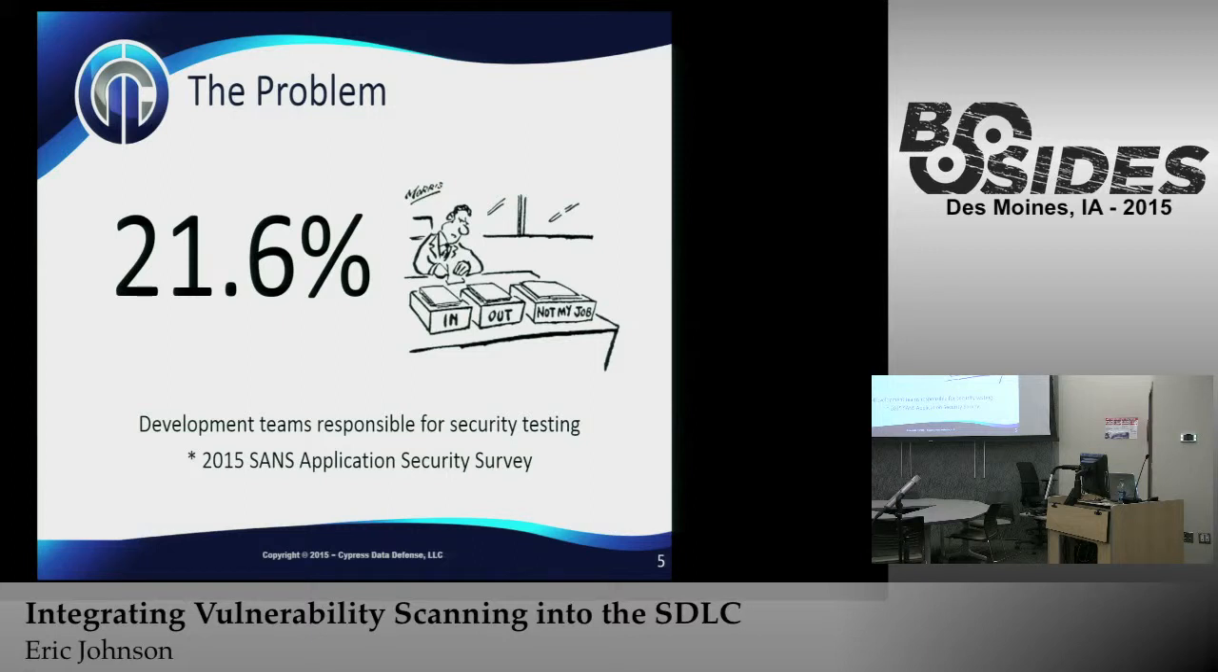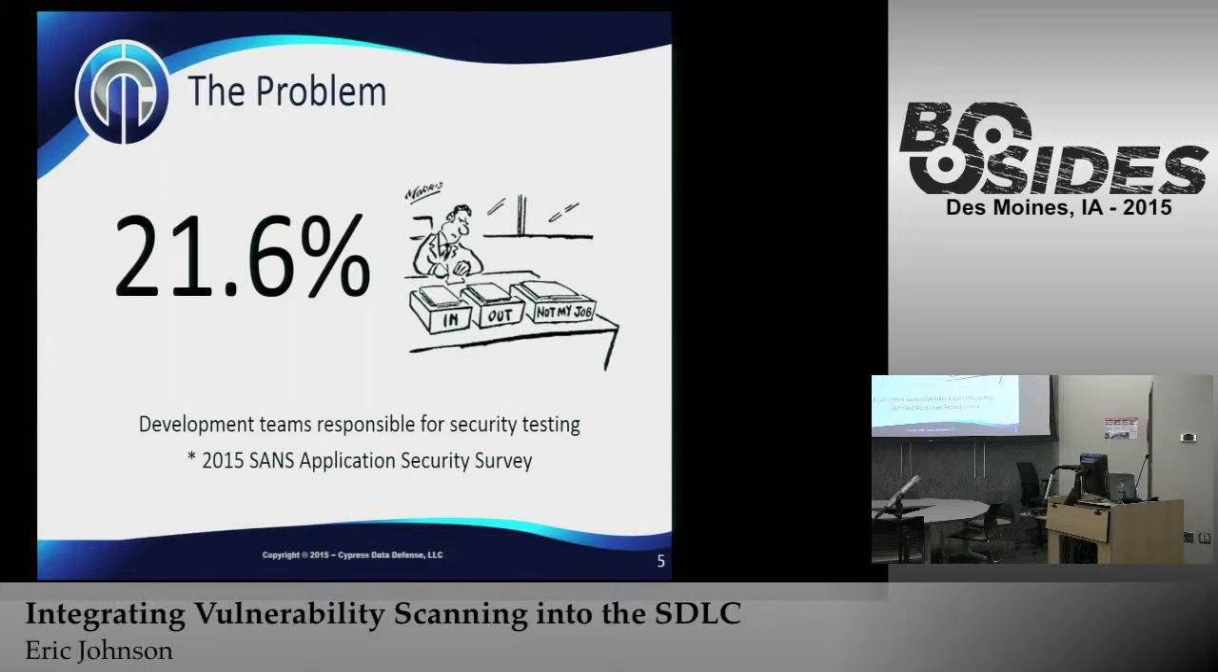So this is a percentage up here, 21.6%. This has not been released yet, but working with SANS, I have this a little bit before my webcast when I officially announce it in a month. This is the percentage of development teams that are responsible for their own security testing, based on the survey that we had 500 or 600 people answer over the past 3 months.